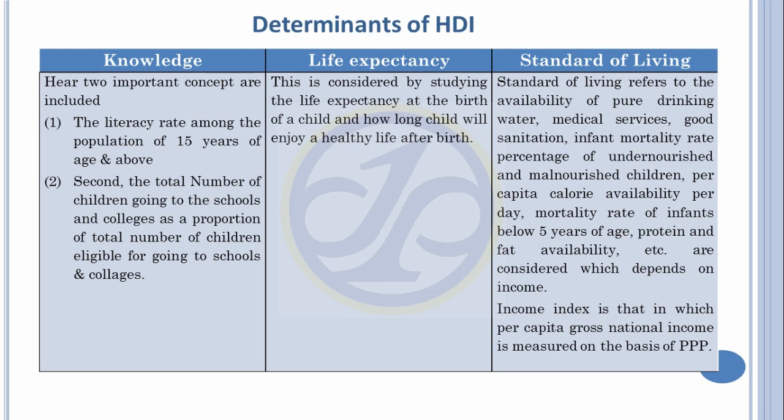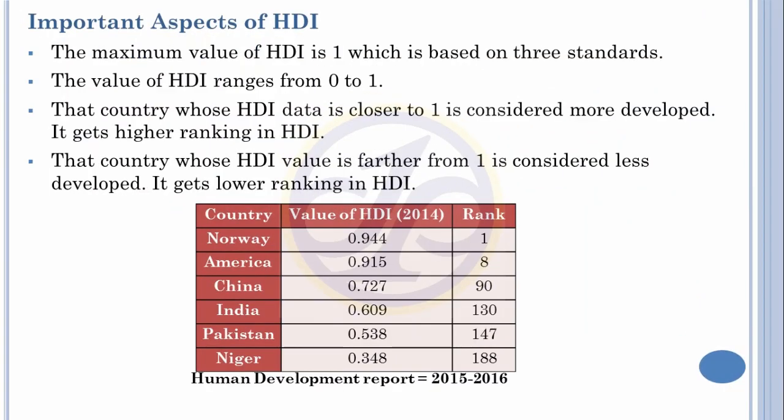It can also be considered by the per capita gross national income, which is measured by PPP, or purchasing power parity. In this way, we can easily determine the HDI. HDI is most important because its minimum value is 0 and maximum is 1. Nearer to 0 means lower development, nearer to 1 means higher development. So the value of HDI is 0 to 1.